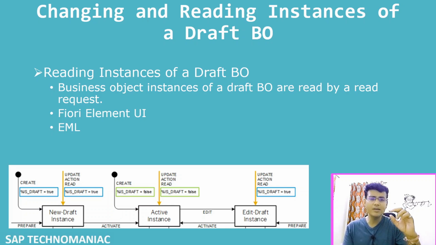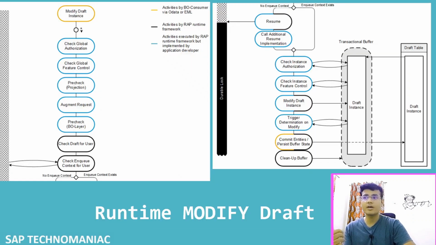This is very simple and straightforward when we are working with the draft and active instance. But we have to make sure, when we are working with the Fiori application, how it is working in the backend: when it is updating draft and when it is updating active data. That is the reason I'm explaining these things one by one. And how the runtime of modify draft is working.